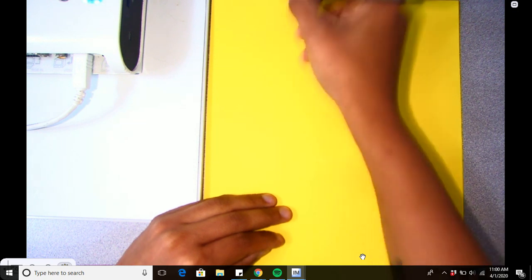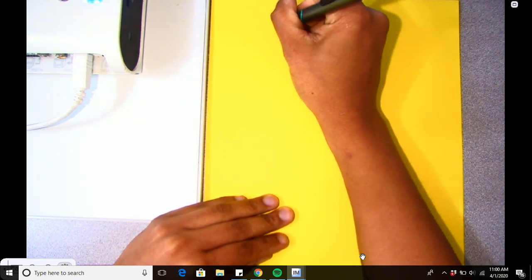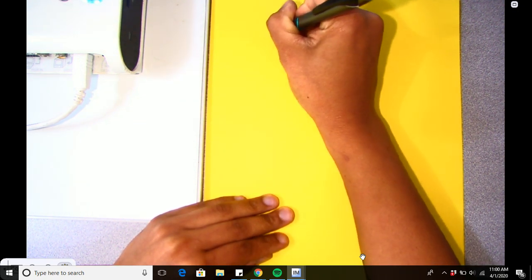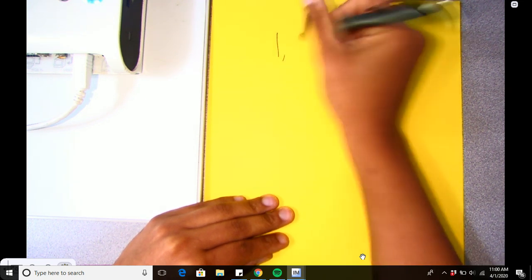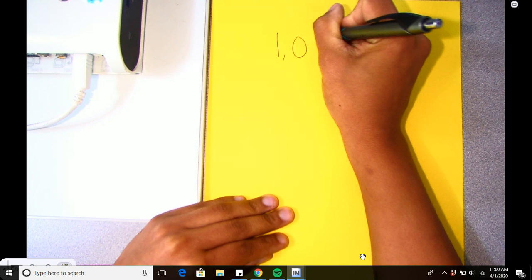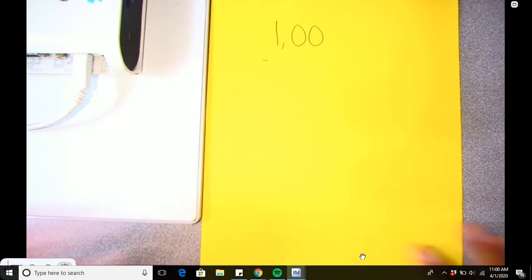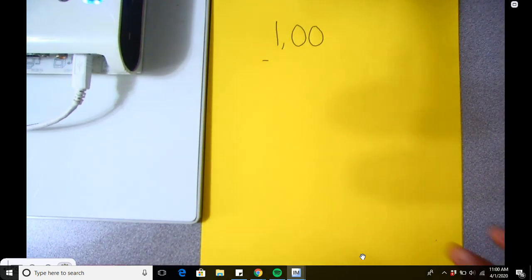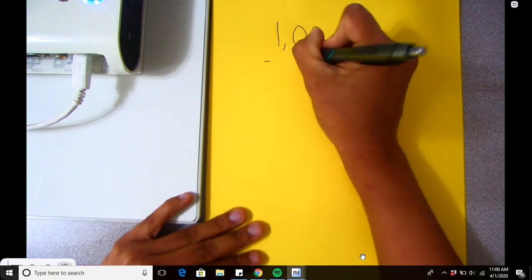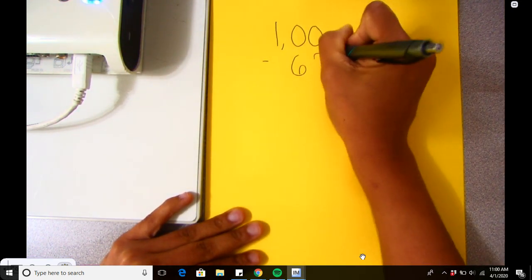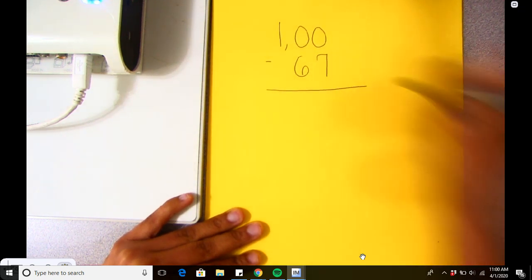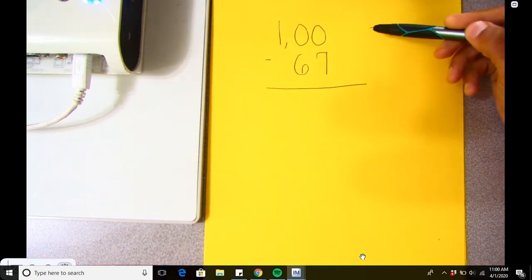So I'm going to start first by writing down a subtraction problem, and I'm going to start pretty small. I'm going to do 100 minus 67. So let's go ahead and look at this problem.